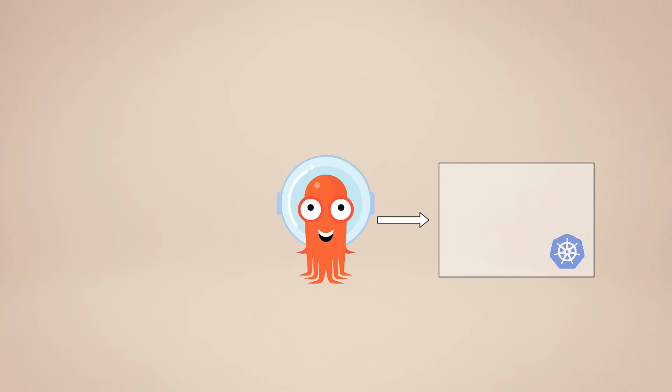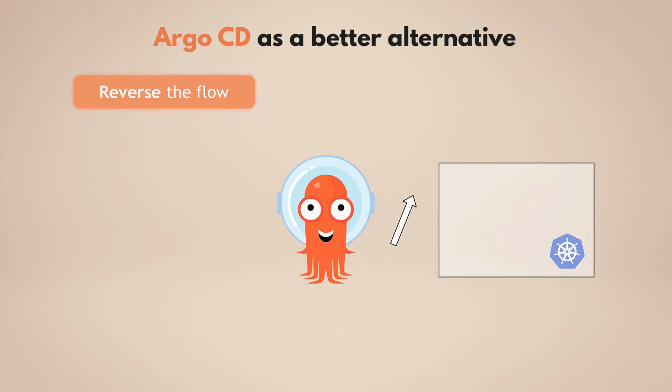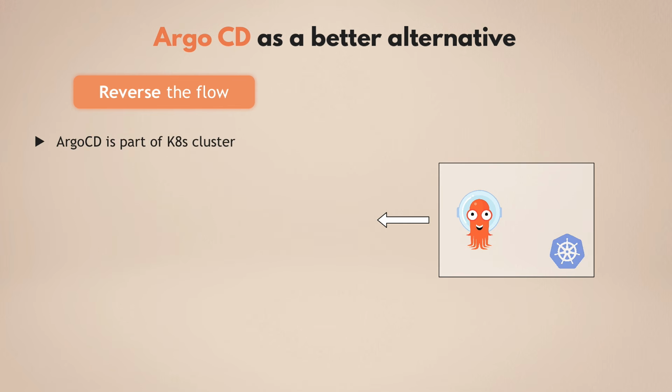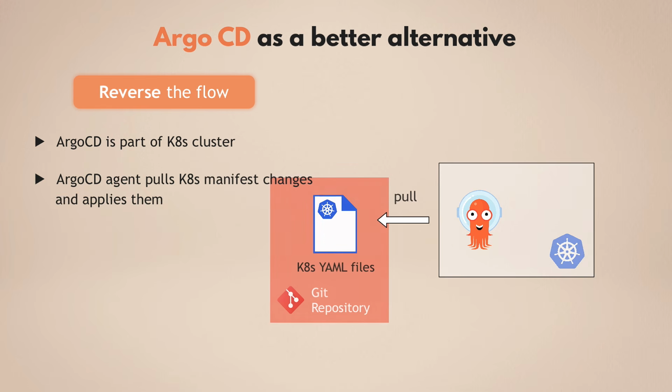So how does ArgoCD make the CD process more efficient and address the challenges with the common CD flow that I mentioned? We basically just reverse the flow. Instead of externally accessing the cluster from the CI/CD tool, like Jenkins, the tool is itself part of the cluster. And instead of pushing the changes to the cluster, we use a pull workflow where an agent in the cluster, which is ArgoCD, pulls those changes and applies them there.